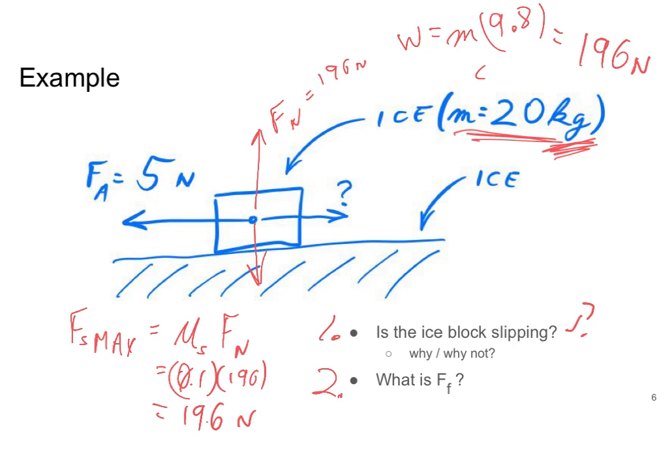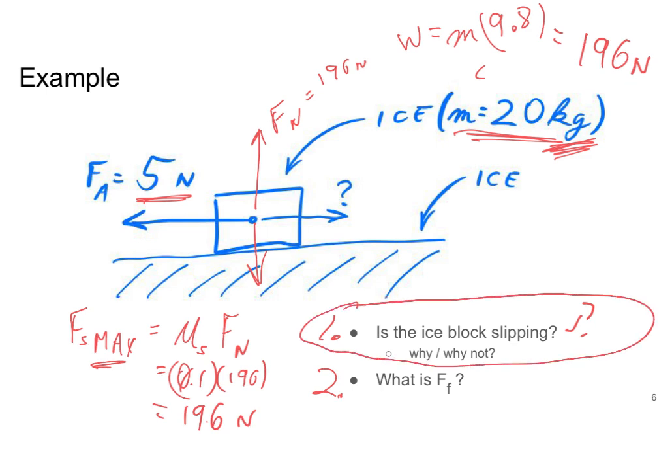Now I've got to do my check. Is it slipping or not? The maximum possible is 19.6 newtons. I'm only asking for 5, so I'm in the good zone. I'm cool. This is definitely static friction. We're in familiar territory. All of that was to answer question number 1.